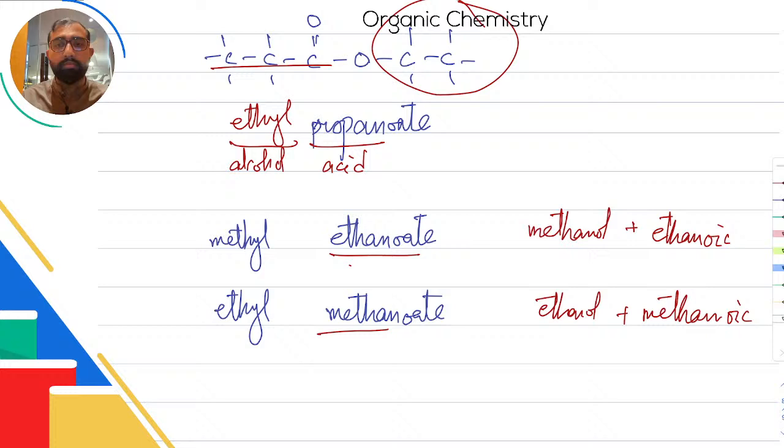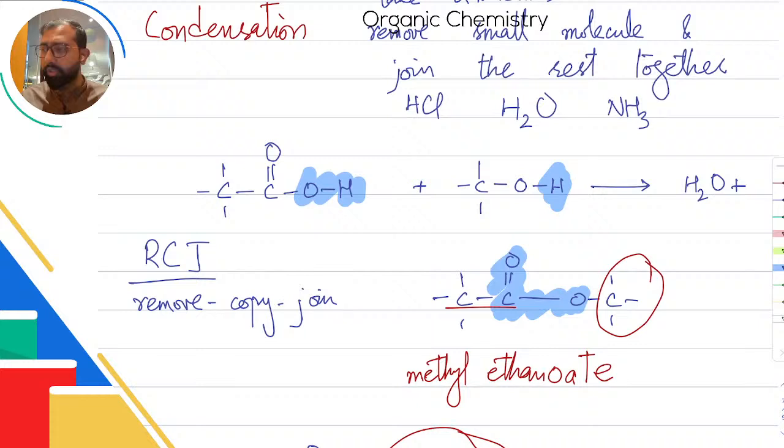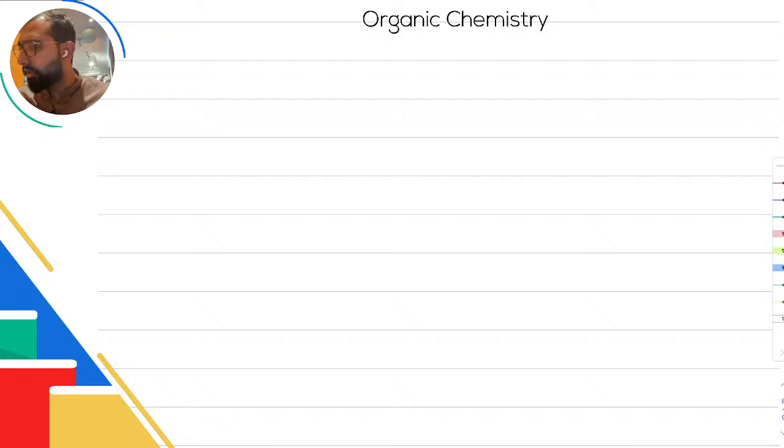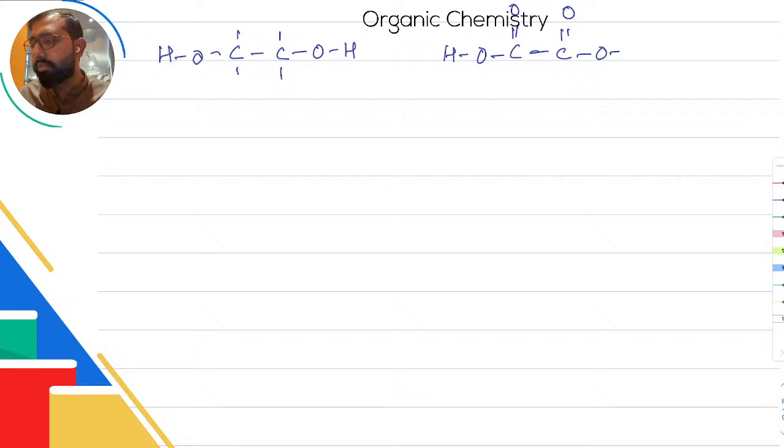Okay. Now that I know how to name esters, can I do the same condensation process? And what is condensation process? Take any two molecules, remove a small portion from one, small portion from the other, join the rest together. Okay, can I do that with bigger molecules? Or molecules that have it on both sides? Of course, I can. Let's try that. I have this thing, OH on both sides. I have this thing, acid part on both sides. What's my method? Remove, copy, join.